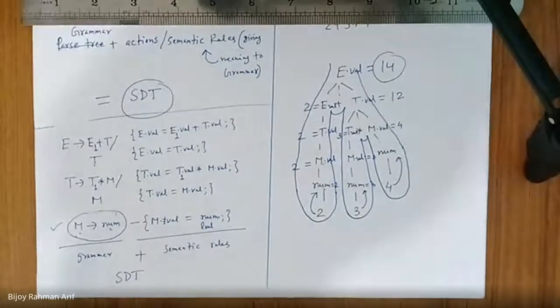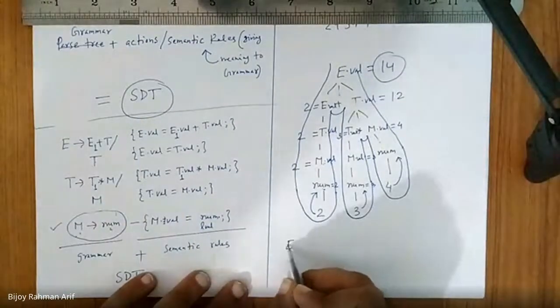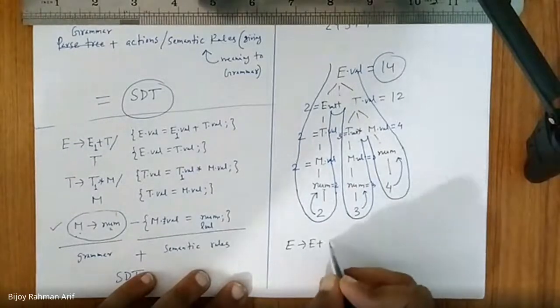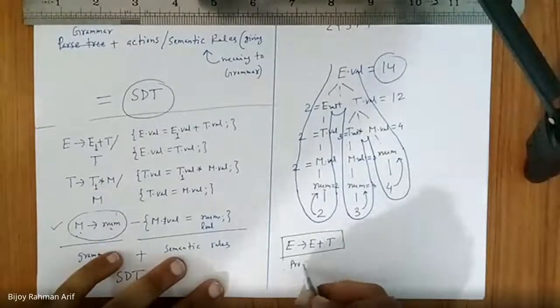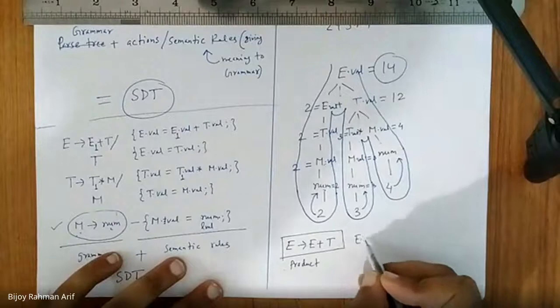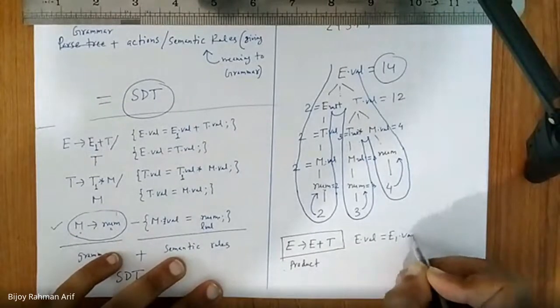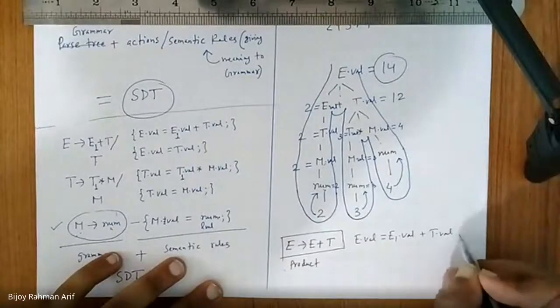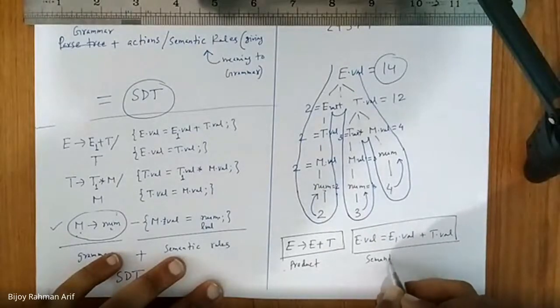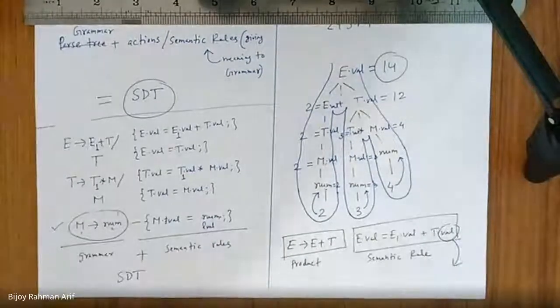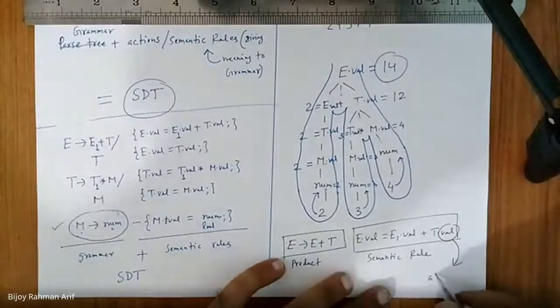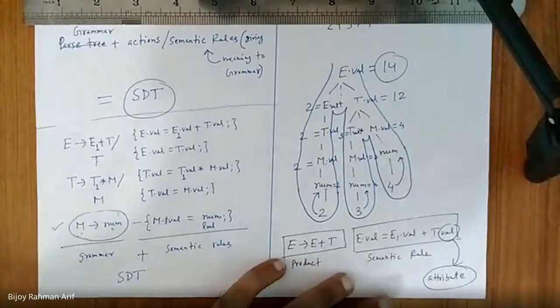Okay, now what is this called? E derives E plus T. What is the name of this? Sir, a production. The production. And what is this thing? A semantic rule. A semantic rule. And each of these things, like a tag after the variable name, these are called attributes. Okay.